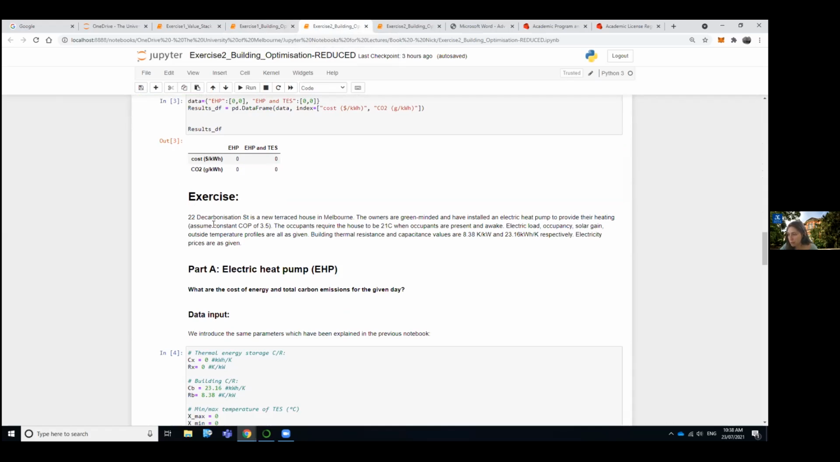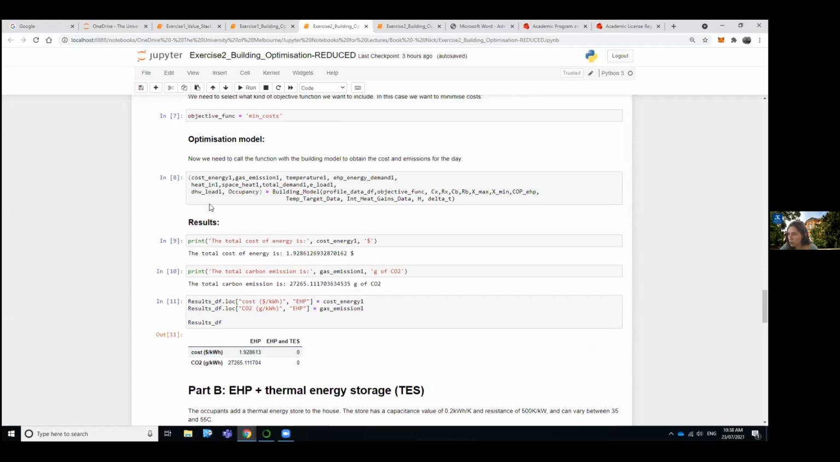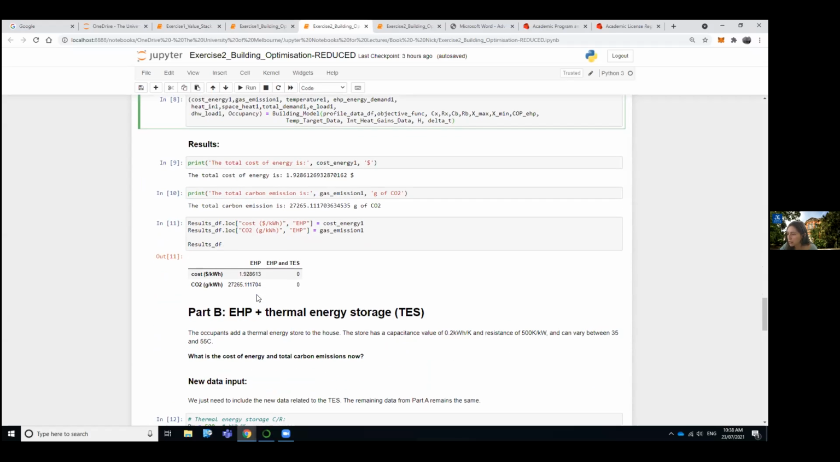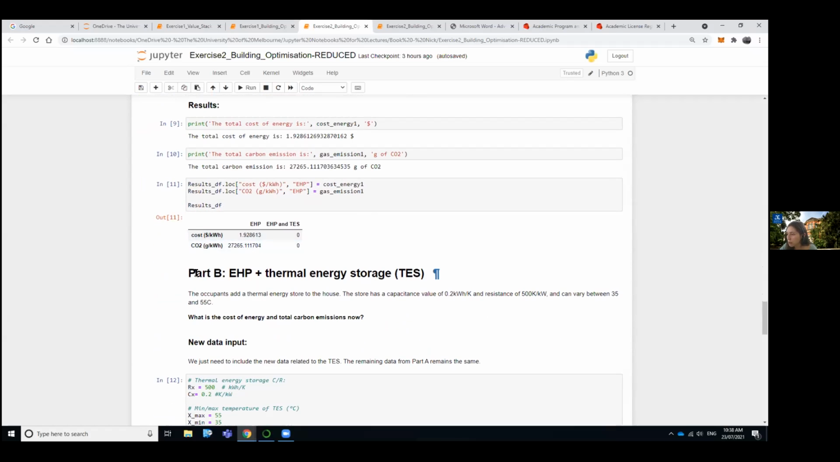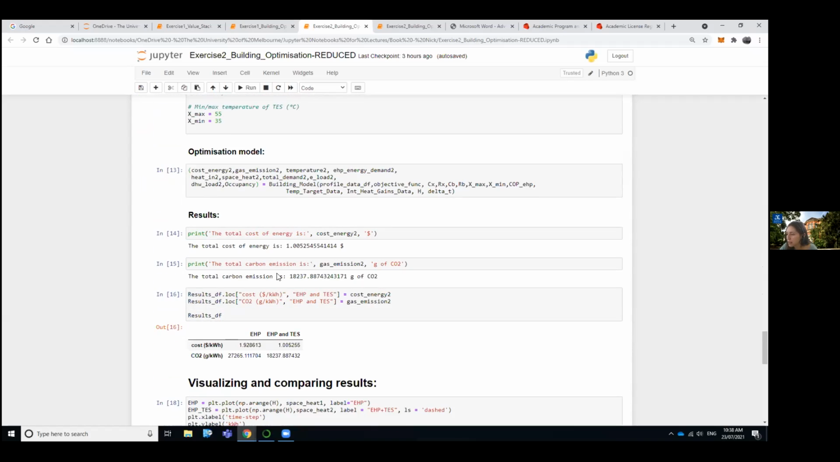So we have the same case. This first case, we have the electric heat pump. We just solve it, so I'm not going to go through it. It's the same process. Now with only this line, we can call the optimization problem and get the results. And in this second part, we add the thermal energy storage.